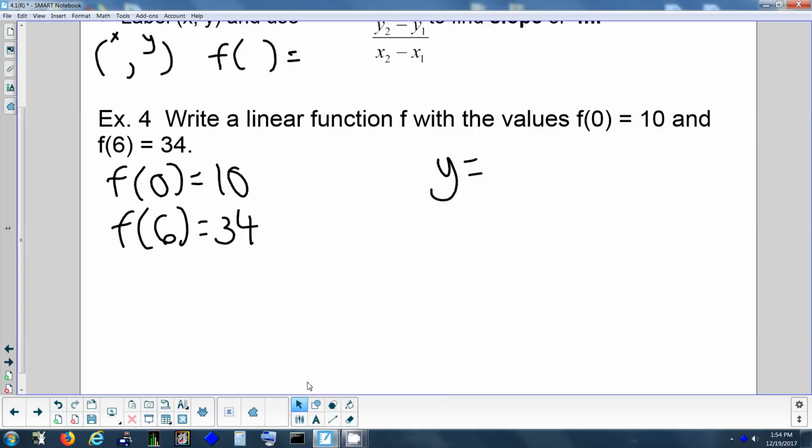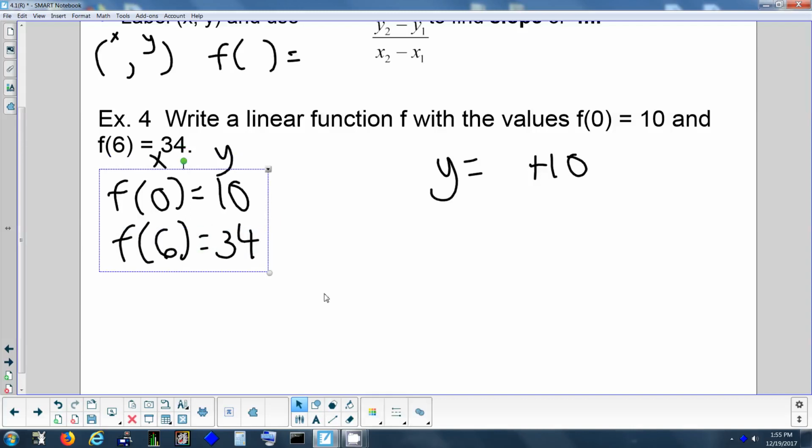Because it's f of 0. It has the 0, again, it's the same thing. Is that a positive 10 or a negative 10? Positive 10. So 0, what coordinate is that? X. That's an x. What's the 10? A y. Down here, f of 6, that's an x, and 34 is a y.